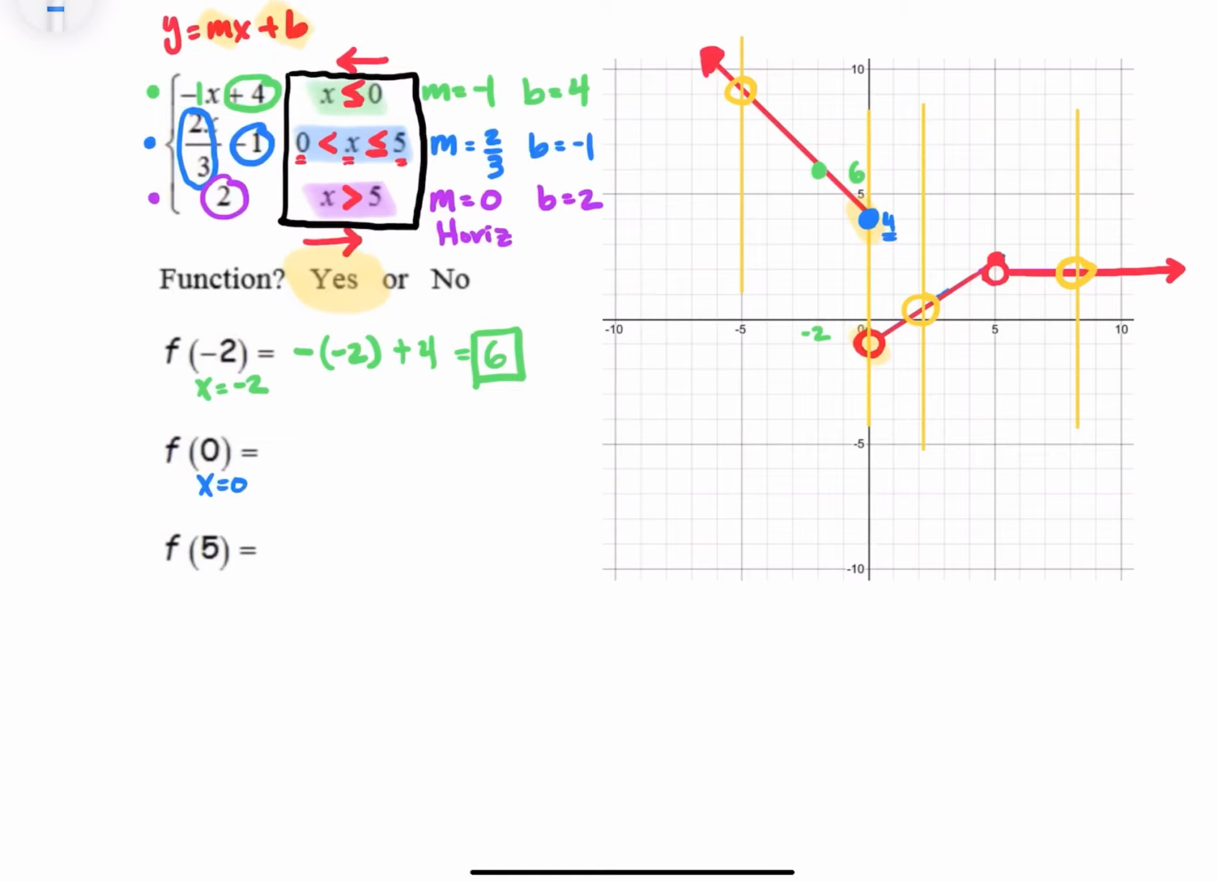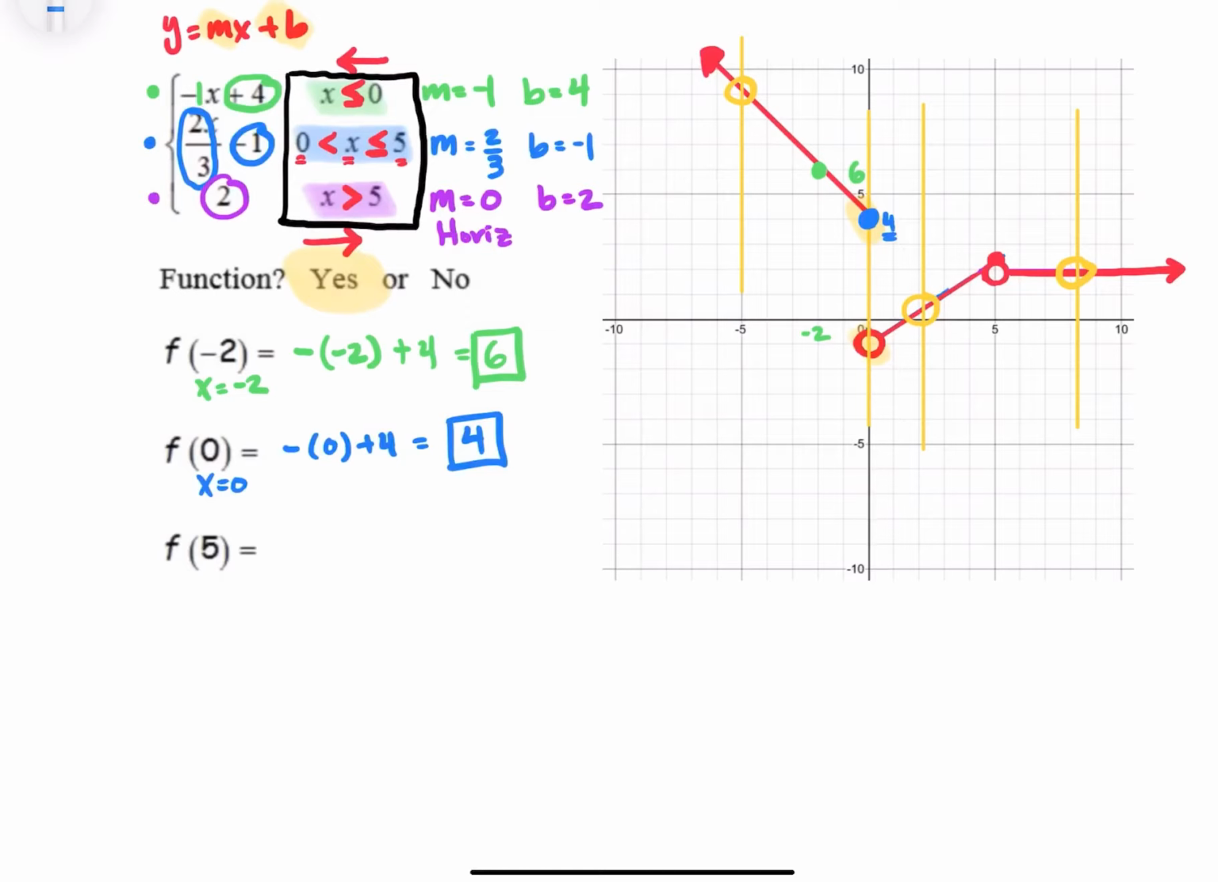Well, it's going to be the first one because x is less than or equal to 0, and we do have a 0. It's not between 0 and 5 because it's not equal to 0 in the second one. So it has to be that first one. So that means negative 0 plus 4. Well, negative 0 is just 0, and 0 plus 4 is 4. Same thing that we got before.